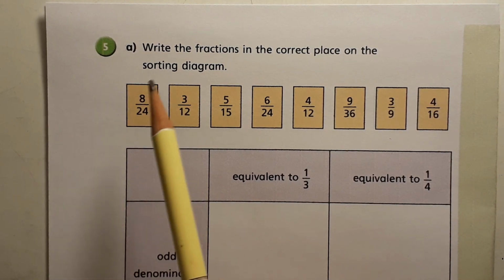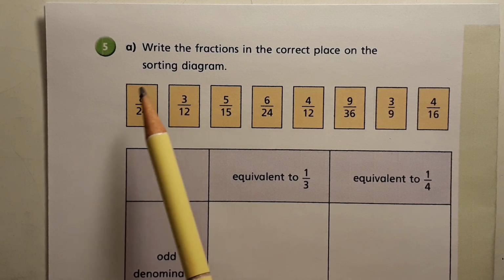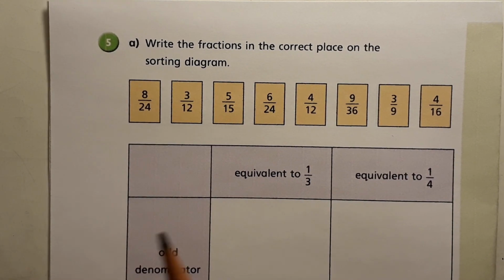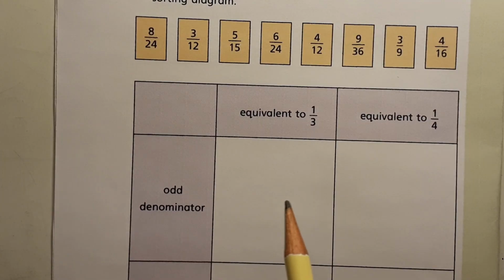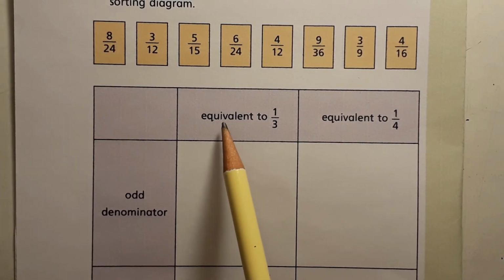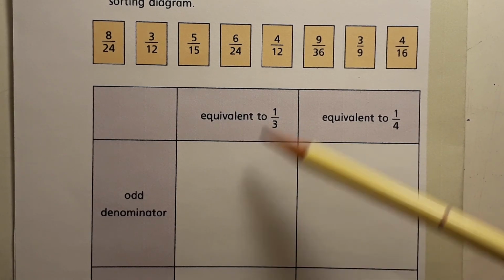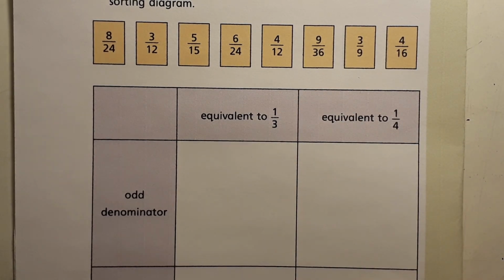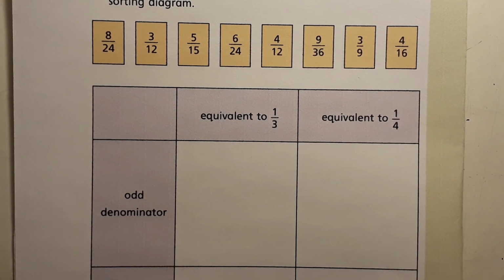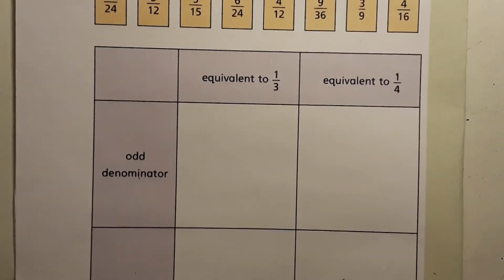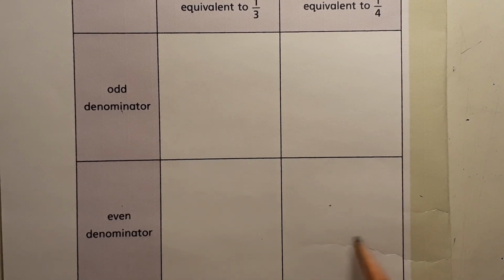Number 5. Write the fractions in the correct place on the sorting diagram. It's quite a big job. Let's have a look at the sorting diagram. In this column going down, all these fractions must be equivalent to a third. And in this column going down, all these fractions must be equivalent to a quarter. In this row going across, they must all have an odd denominator. And in this row going across, they must all have an even denominator.